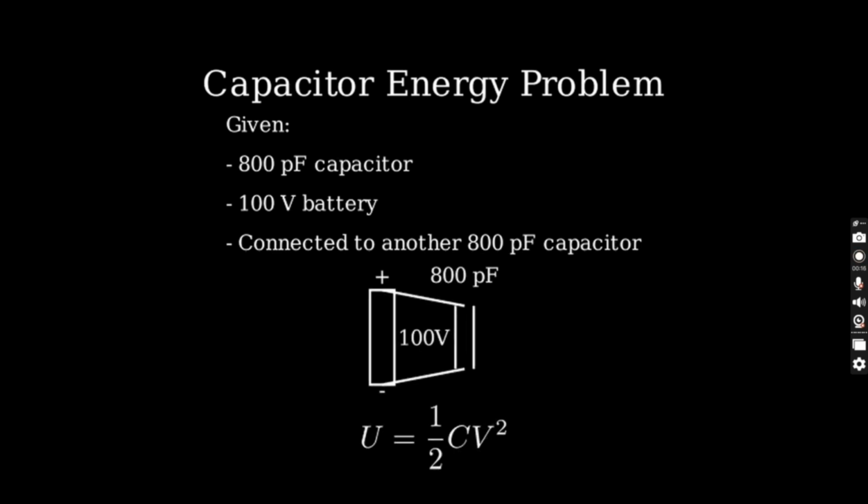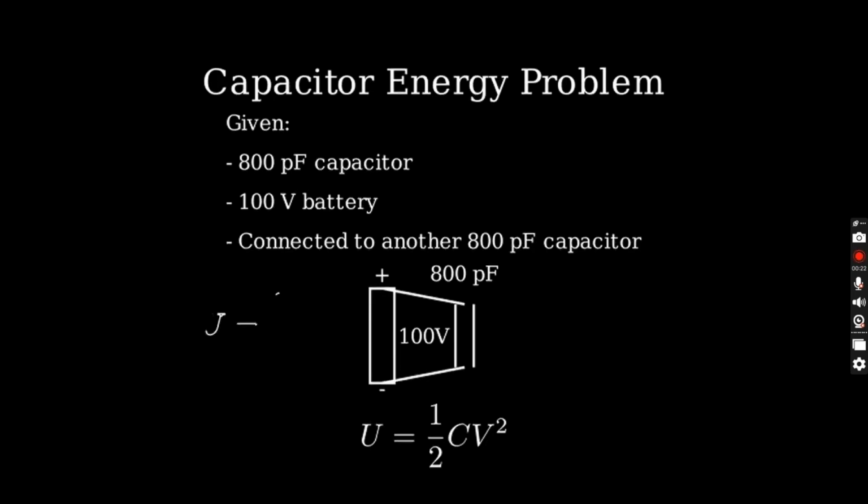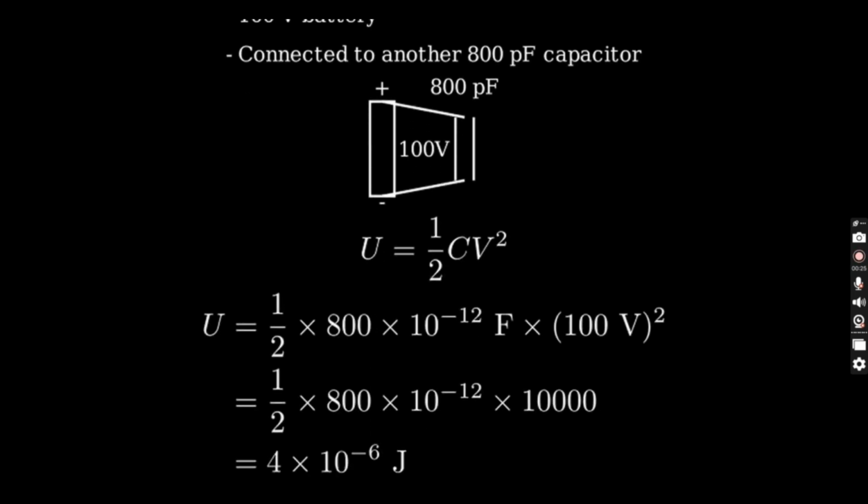The energy stored in a capacitor is given by 1/2 times capacitance times voltage squared. Let's plug in our values. We have 800 picofarads, or 800 times 10 to the negative 12 farads, and 100 volts squared. Calculating this out, we get 4 times 10 to the negative 6 joules.